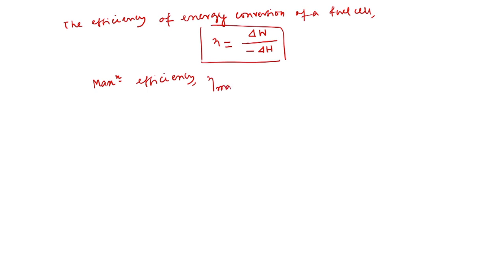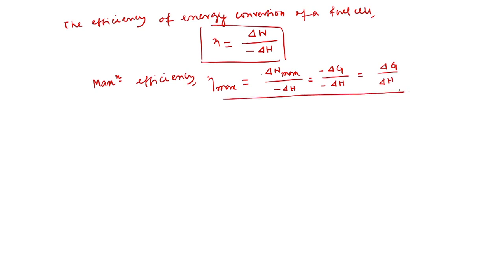that is eta max is equal to delta W max to minus delta H, which is nothing but here delta G divided by delta H, because this is equal to minus delta G, so minus delta G cancel, so finally we'll have minus cancel, so it will be something like this. Okay, so this is the maximum conversion efficiency of a fuel cell.